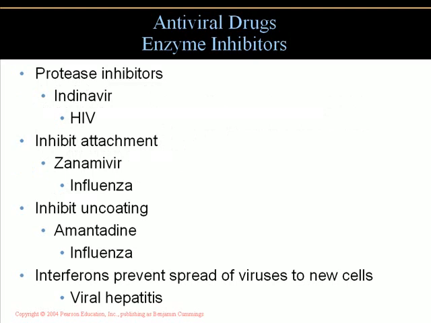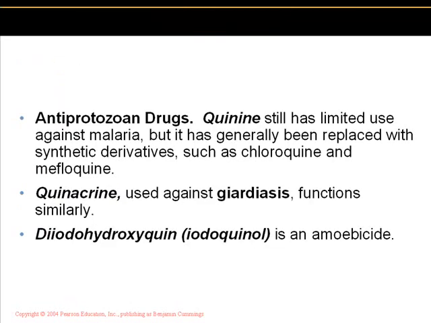Categories of drugs used to treat HIV disease are protease inhibitors. We talked about those earlier, such as indinavir for HIV infections. Others are used to treat influenza, inhibiting attachment of the virus to the host cells, such as zanamivir or Tamiflu. Amantadine, also used to treat influenza, inhibits uncoating of viral agents. And then interferon, which again is a cytokine, prevents the spread of viruses to new cells. So it's felt that if you can keep the virus from spreading to other host cells, the virus eventually will die in the cell that it's infected, and thus you will arrest the spread of the virus.